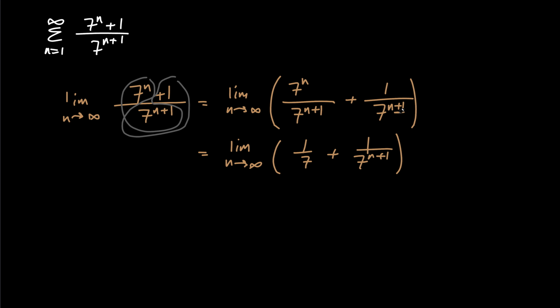We could also break out a 7 and then leave it 7 times 7 to the n. That's not really going to matter to us because as we take this limit to infinity, the limit does not affect the 1 over 7. There's no n in 1 over 7, so the limit does not touch that.